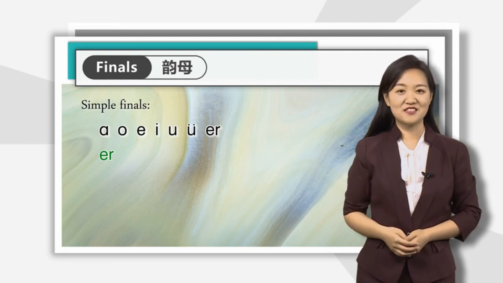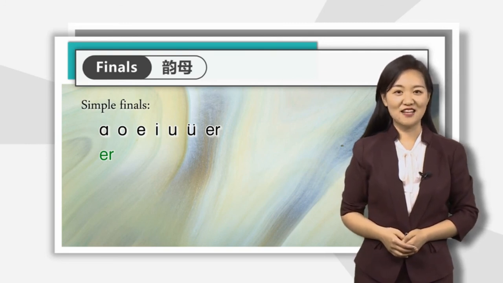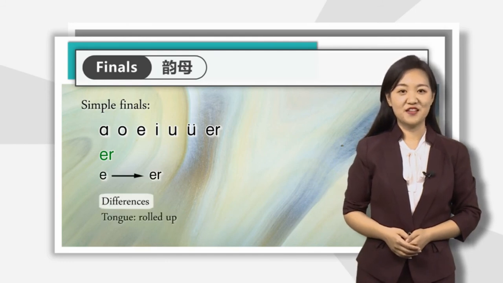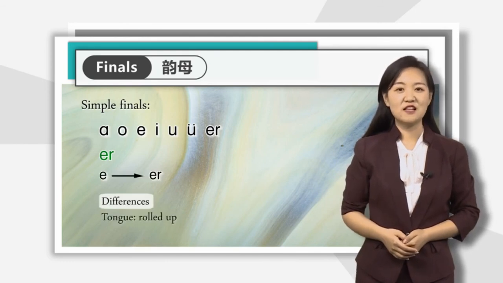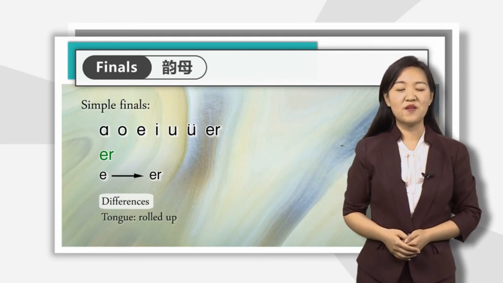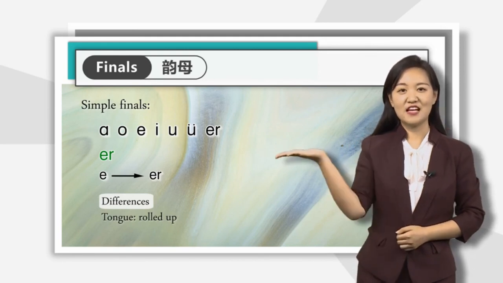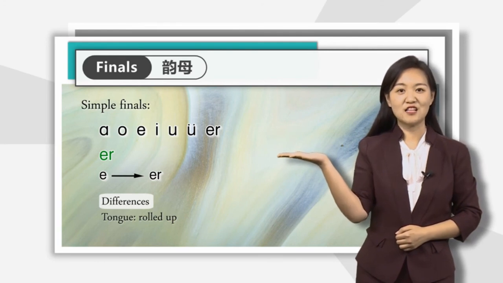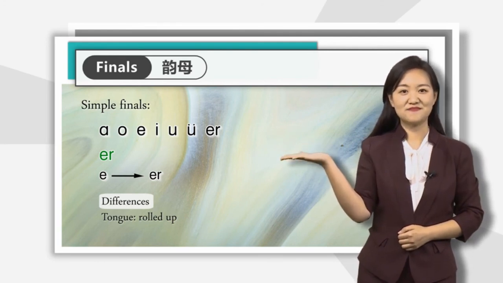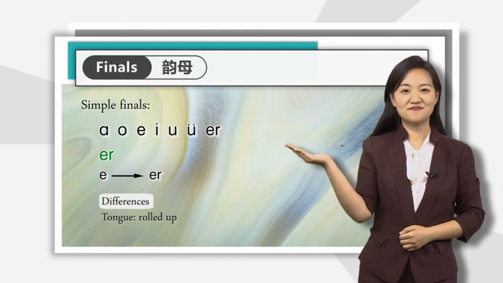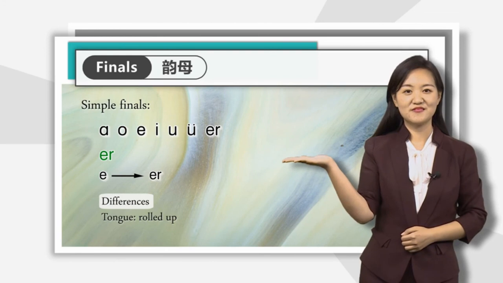Although there are two letters, it is a single sound. You can pronounce e first, and then roll up the tip of your tongue backward. Take my hand as if it is your tongue. Very good.